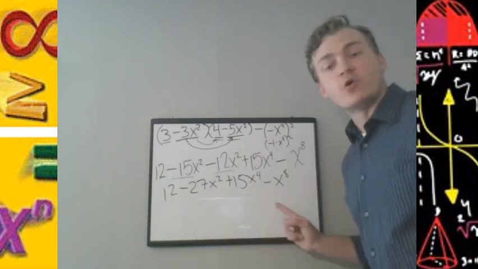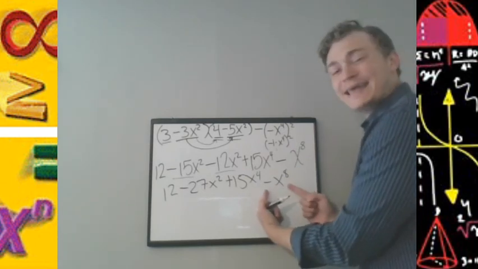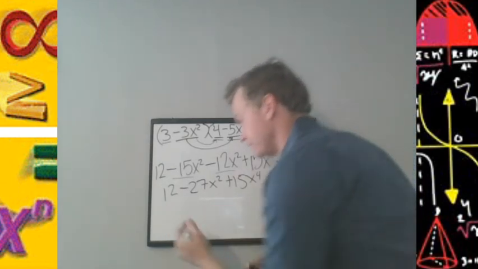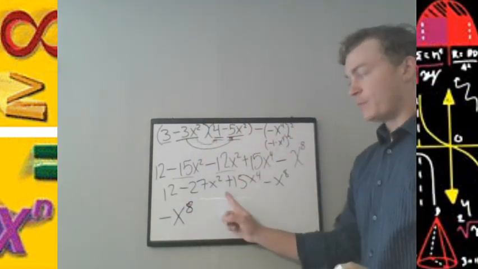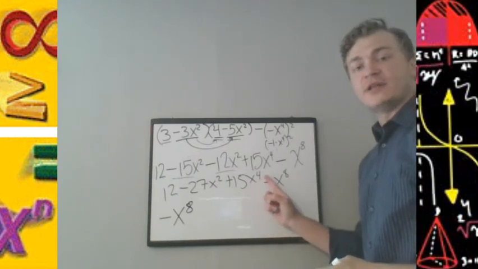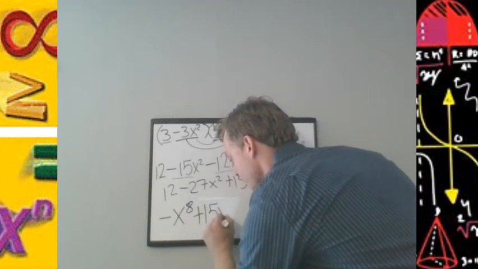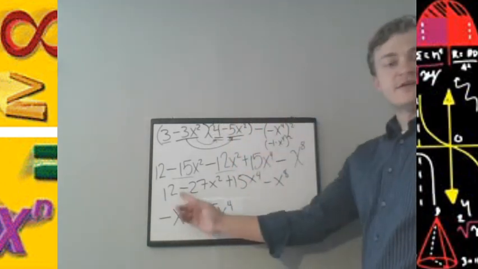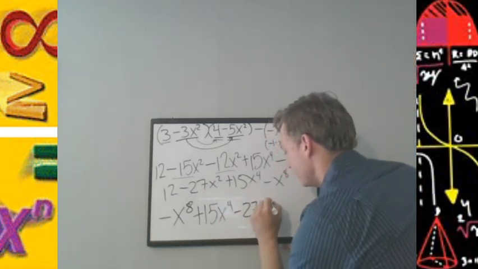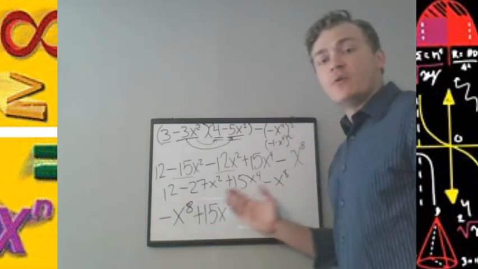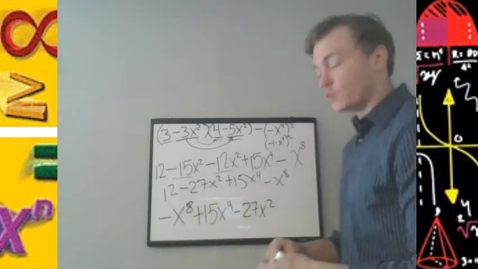So for these 4 terms that we have, the largest exponent or degree is 8, so we will move this negative x to the 8th out front. Next largest degree, positive 15x to the 4th. We're looking at the exponent, that's the next largest, so positive 15x to the 4th. Next here is the negative 27x squared. Finally, as always, our constant goes at the very end, if there is a constant available, in this case this positive 12.